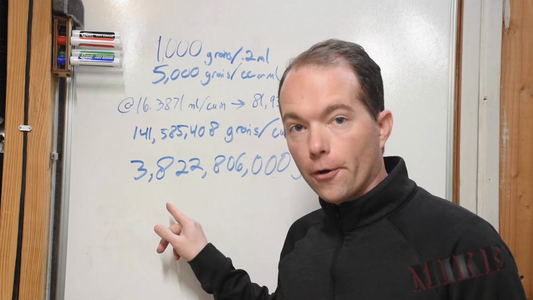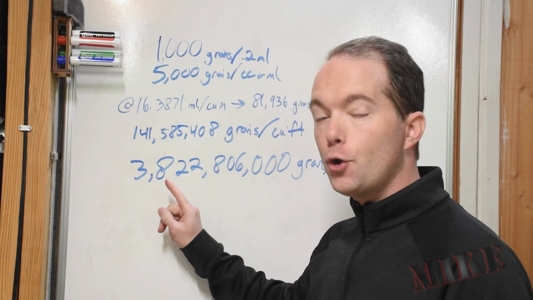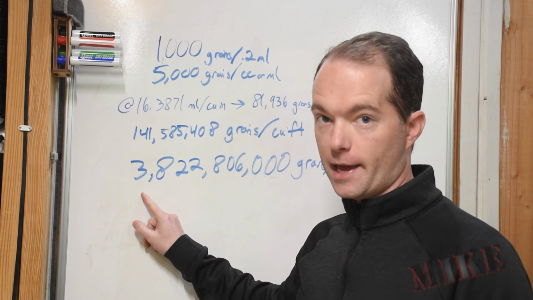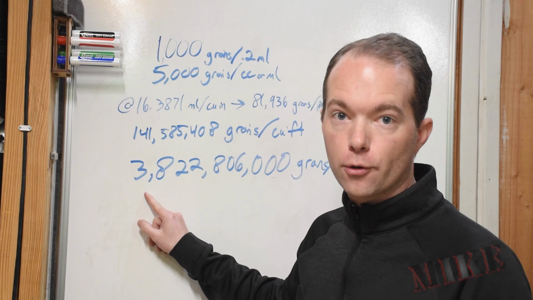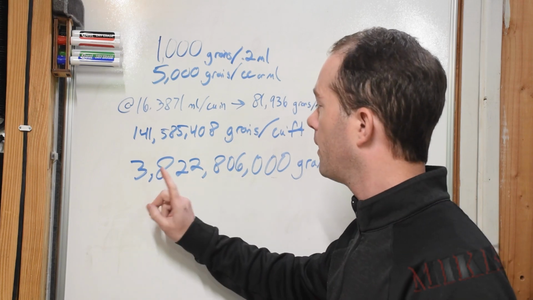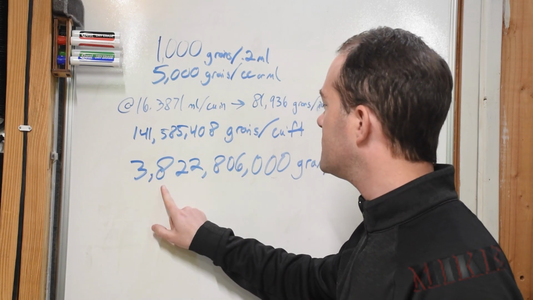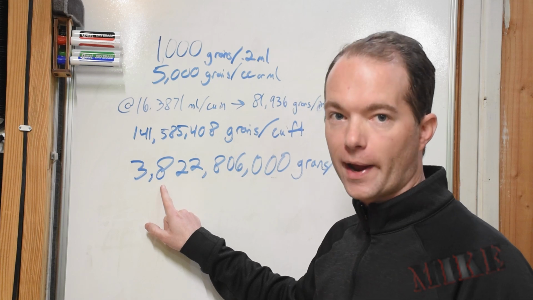A cubic yard of beach sand, which is really not a lot. It is slightly less than a cubic meter, of course, for those of you in metric, but 3.8 billion grains of sand.